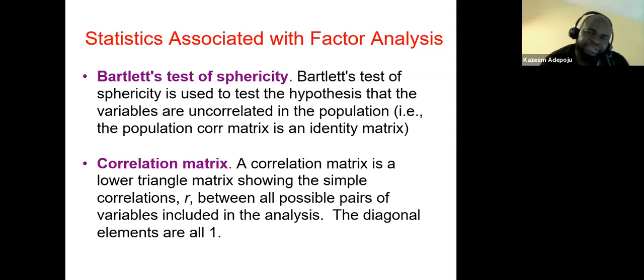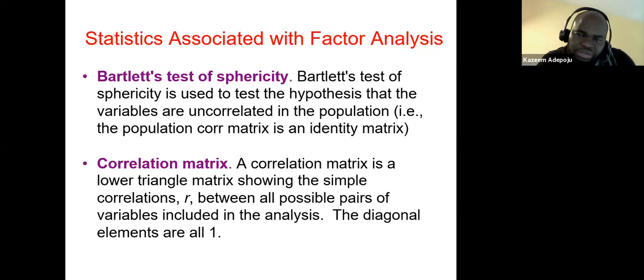That is the reason why I want to discuss something with you right now: statistics associated with factor analysis. Number one, I will talk about Bartlett's test of sphericity. What do we use Bartlett's test of sphericity to do in factor analysis? We use this as a test, the test of sphericity, and we actually use that to test the correlation matrix to see whether the correlation matrix is an identity matrix or not.